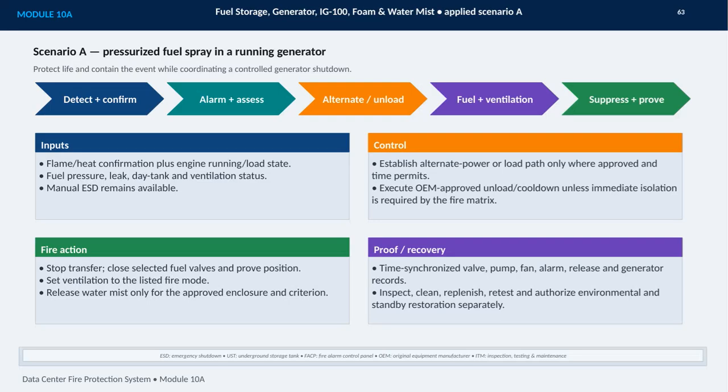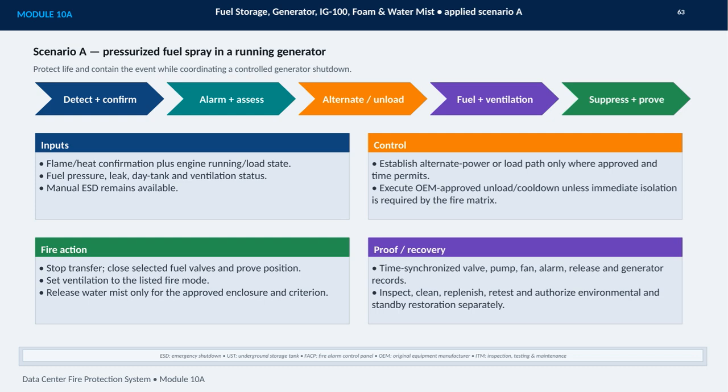This scenario focuses on a pressurized fuel spray while the generator is still running. The objective is twofold: protect life immediately and contain the event while coordinating a controlled shutdown whenever conditions allow. The sequence is detect and confirm, alarm and assess, establish an alternate load path if approved, then manage fuel, ventilation, suppression, and verification. First, confirm flame or heat, and identify the engine's running and load status. At the same time, check fuel pressure, leak conditions, day tank status, and ventilation. Manual emergency shutdown must remain available throughout the response.